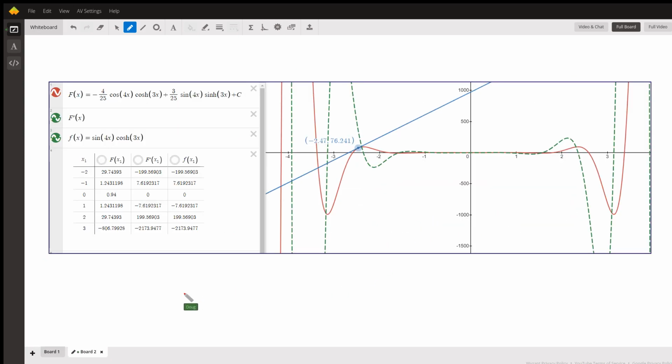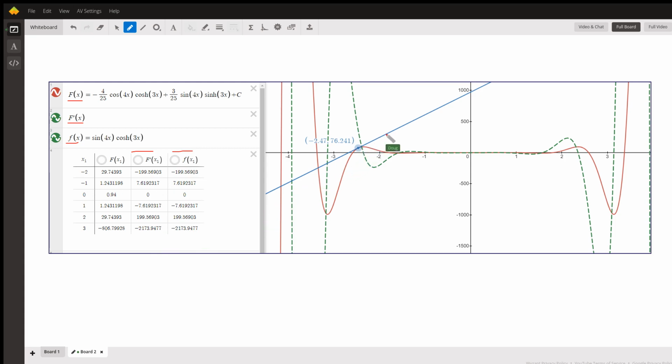Okay, and here's kind of proof. There's your antiderivative. And if you go to Desmos and type in f prime of x and little f of x, they're the same graph, this green dashed line. And here's a kind of a table that proves that these two are equivalent, or at least indicates it.